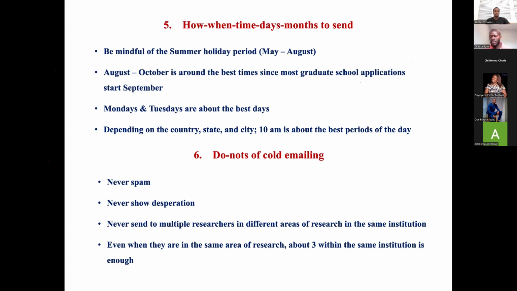In August, they start coming back to prepare for the fall term, right? That then makes, in my own recommendation, August to October around the best months of the year to send cold emails. Also bearing in mind that most applications start in September, you want to send emails August to October so that if there would be any consideration or interview, it would happen within this period, so that you'll be able to meet up with the application deadline that almost closes around December.